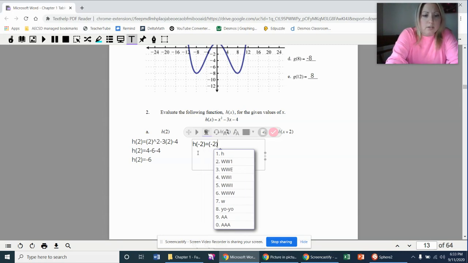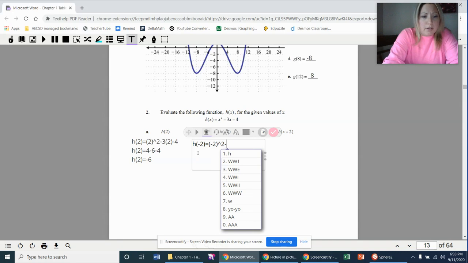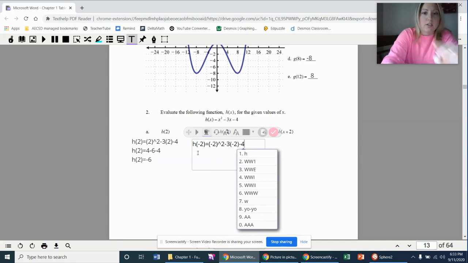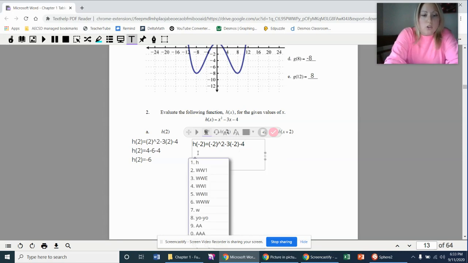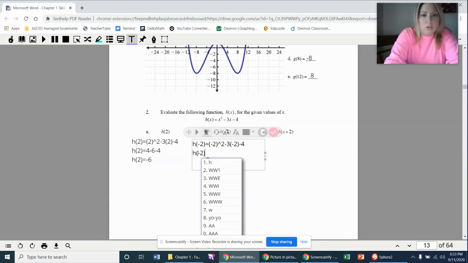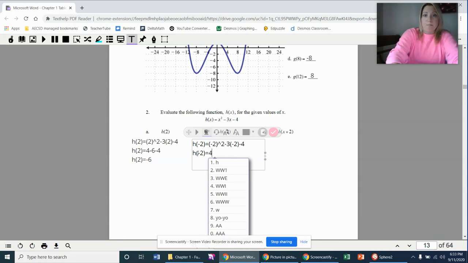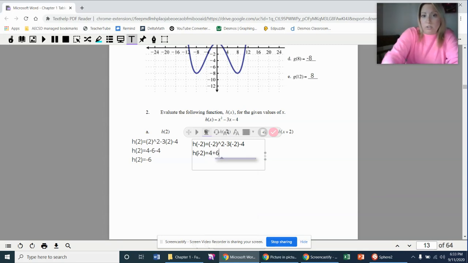So now we're evaluating negative 2 squared minus 3 times negative 2. That'll be interesting because that's a negative times a negative. So h of negative 2. Well, negative 2 times negative 2 is still positive 4. But this time, negative 3 times negative 2 is a positive 6, so those are actually going to end up adding. And then we have that minus 4 at the end. So 4 plus 6 is 10. 10 minus 4 is 6.